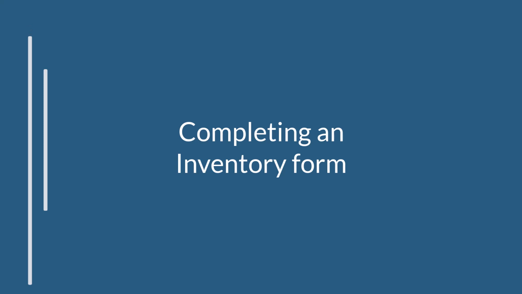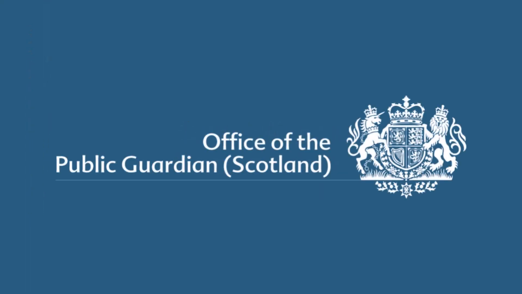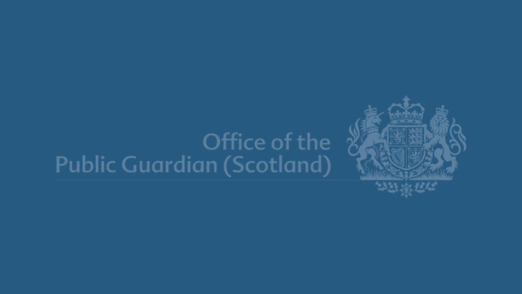If you've been appointed as financial guardian to an adult with incapacity in Scotland, one of your first responsibilities is to complete an inventory form. The Office of the Public Guardian in Scotland is responsible for supervising financial guardians, and the inventory is the first part of this supervision.